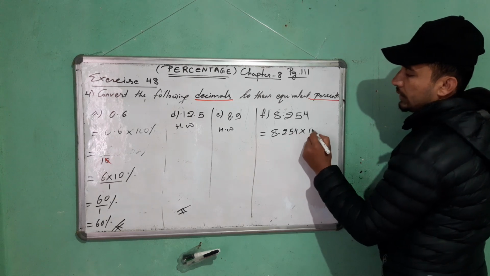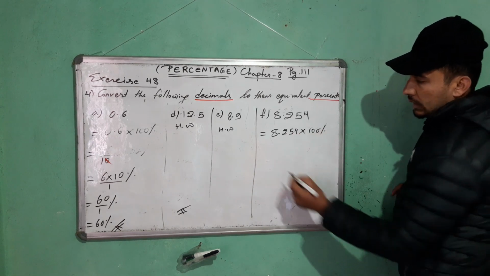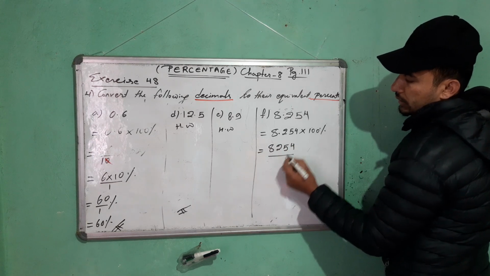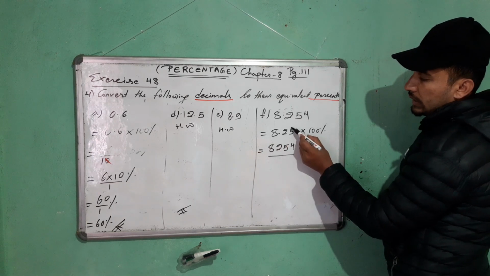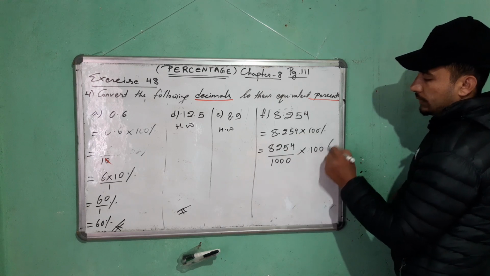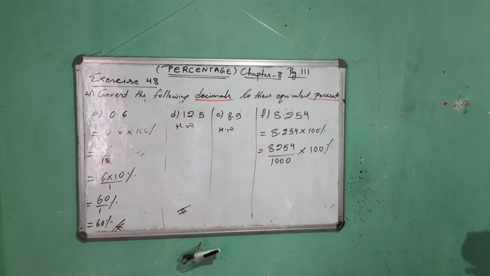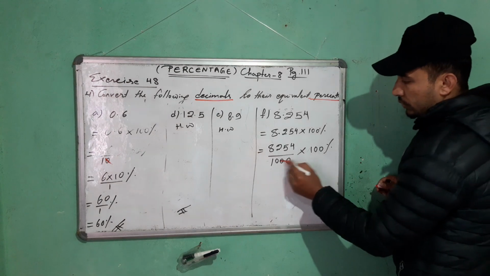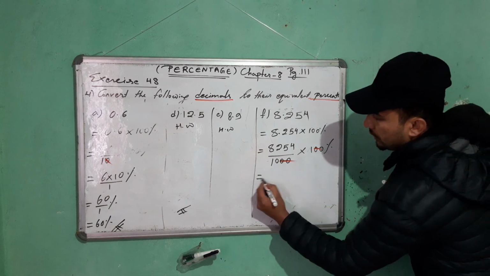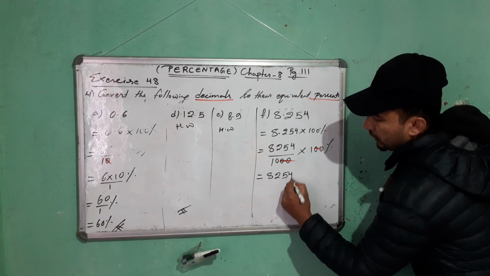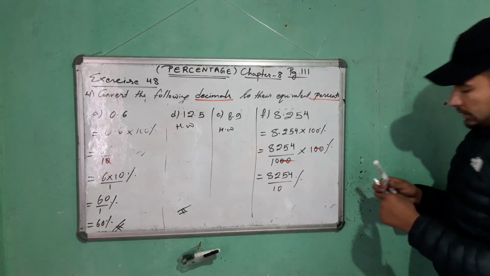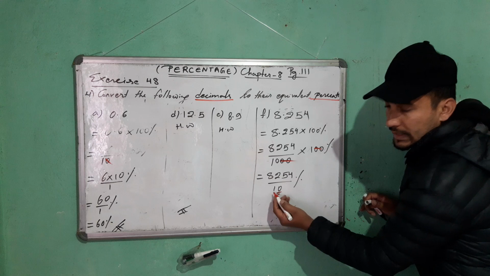8.254 into 100%. Now you remove this decimal: 8254 upon, this decimal is in which place? Units, tens, hundreds, thousands place, into 100. Do the cancellation. 2 zeros get cancelled. So 8254 upon 10.